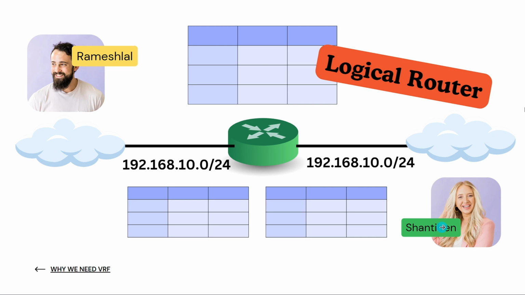So now there is a separation. Now this router will act separately for Ramesh Lal's network and for Shanti Ben's network. That doesn't mean we can't have the same network ID configured on two different ports. That is possible. Before that, we need to create a VRF, and we need to put this port on one VRF and this port on a different VRF. So that's the VRF.